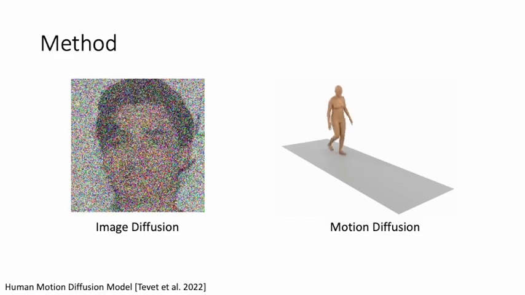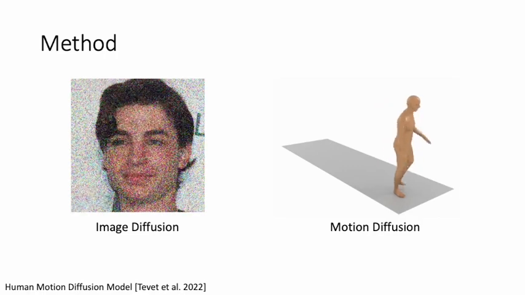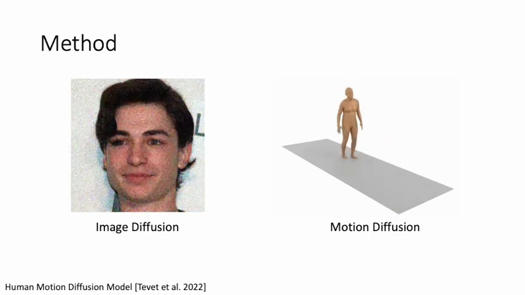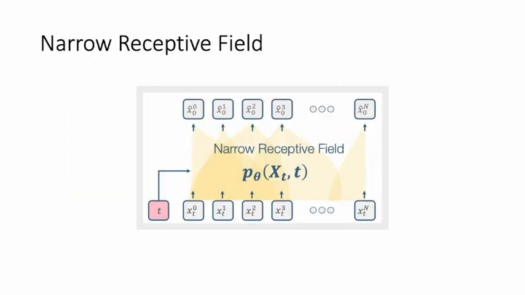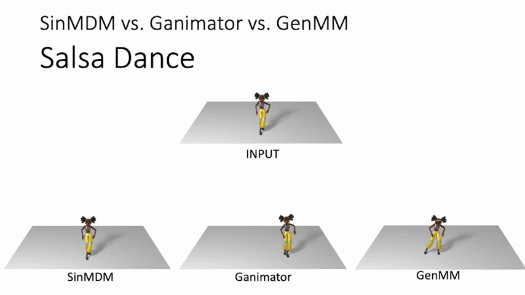SinMDM leverages the power of diffusion models, carefully adapting them to work with a single motion sequence. The key idea in learning from a single motion sequence is a narrow receptive field. We use the popular UNet architecture, but narrow down its receptive field by decreasing the network's level of depth. Moreover, we replace the global attention layers with local ones, using state-of-the-art QnA layers.